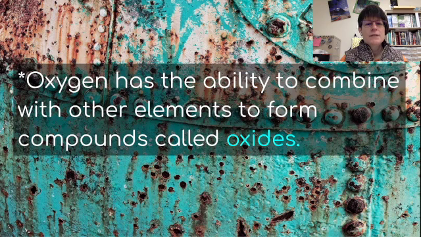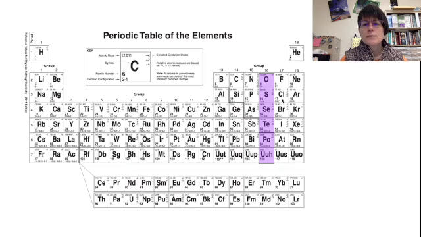Oxygen also has the ability to combine with other metals to form compounds called oxides. We see here in the background something made of iron, and it is rusted. That is iron oxide on this. It can also corrode things like copper and form copper oxides. So right here, it tends to gain 2 electrons for a negative 2 charge, excuse me, for an anion.